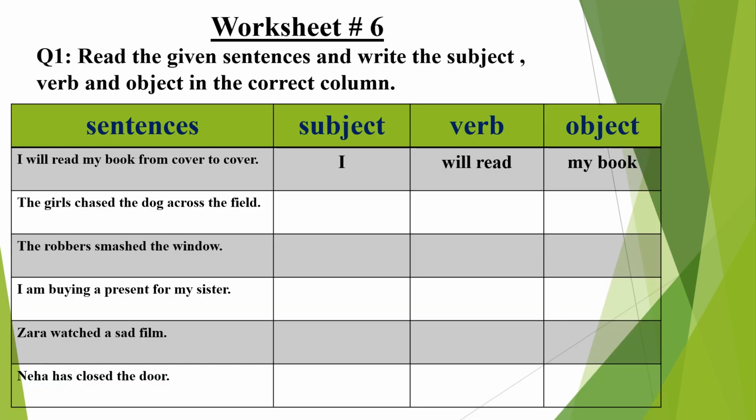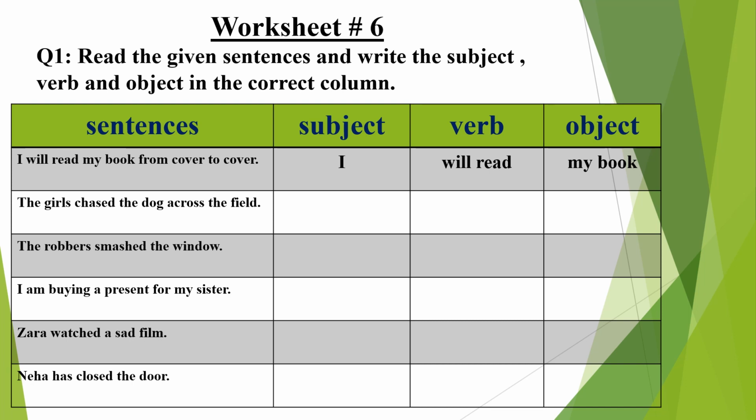Alright, I hope you have already solved worksheet number 5. Now we are going to solve worksheet number 6. Question number 1. Let's read this first. Read the given sentences and write the subject, verb and object in the correct column.